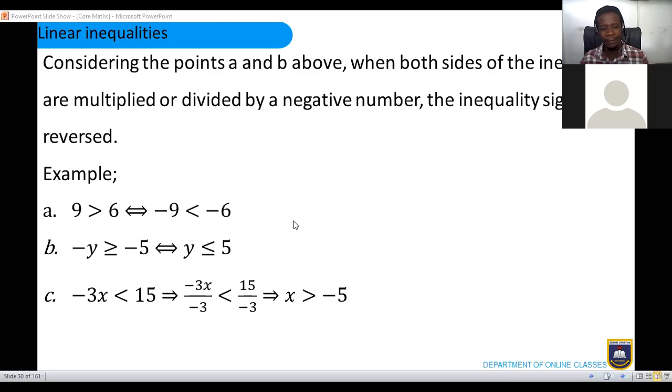When I use positive 5, it's a positive number. So -3 times 5 will give me -15. And -15 is less than 15. So you can use a positive number. You can use any number within the range.